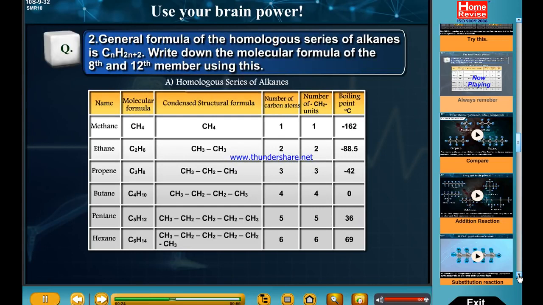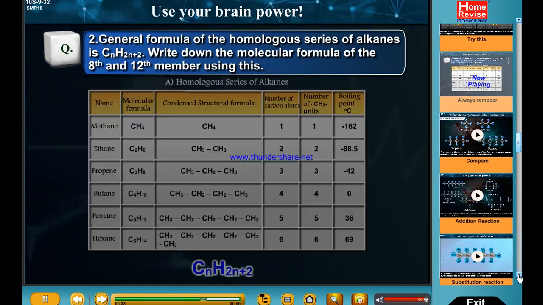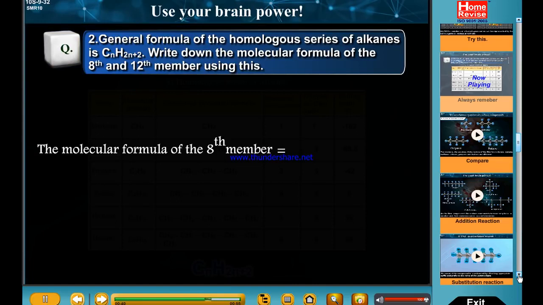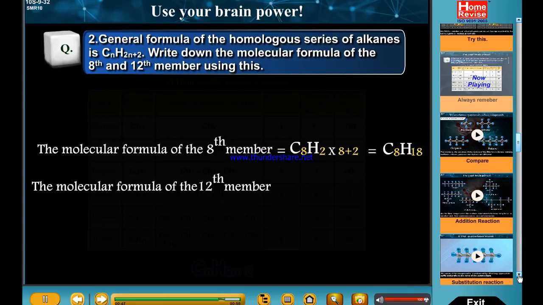2. General formula of the homologous series of alkanes is CnH2n plus 2. Write down the molecular formula of the 8th and 12th member using this. Answer. The molecular formula of the 8th member is C8H18. The molecular formula of the 12th member is C12H26.